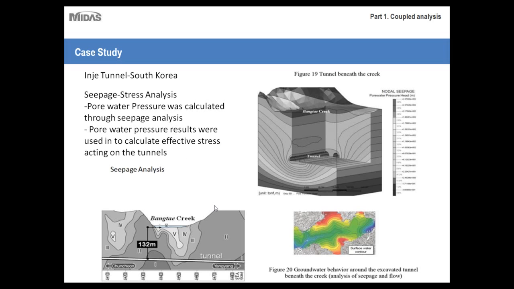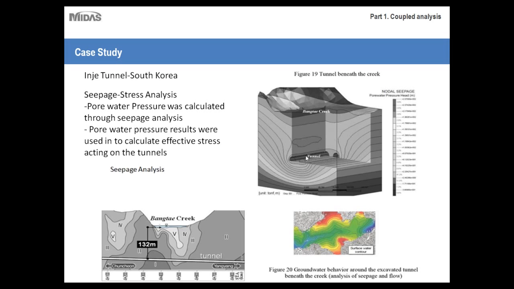Here we have a tunnel that's built below the Bangtae Creek, about 132 meters below. This creek, depending on the season, would have various water levels. The engineers calculated the effects of seepage for a maximum water level, a high rainy season. Using their finite element modeling, they were able to analyze the seepage and get the pore pressure loads acting directly on the tunnel lining.